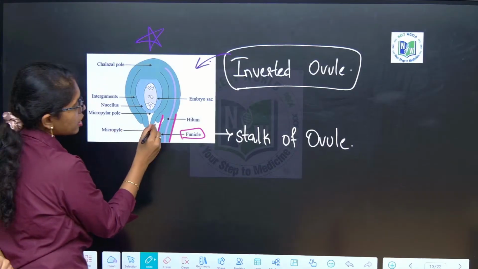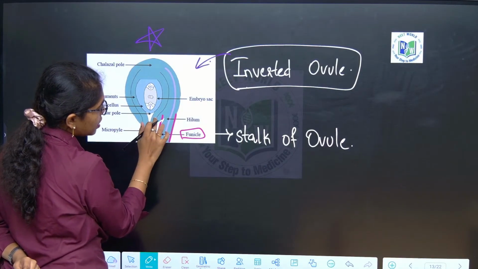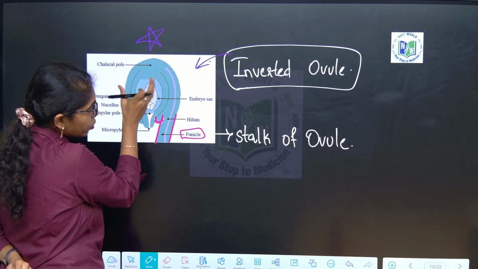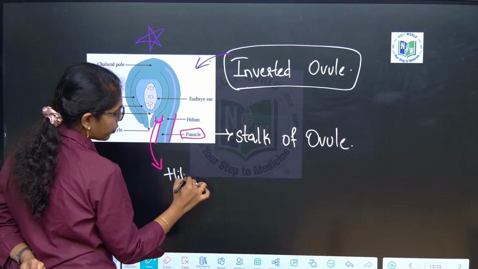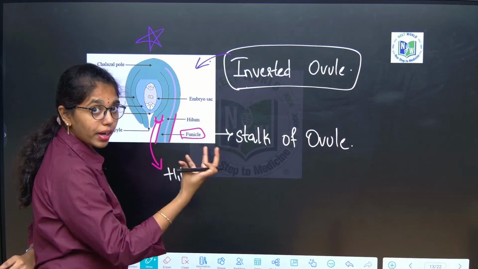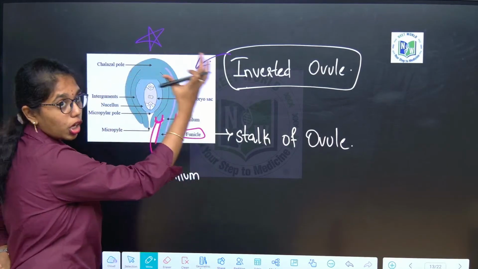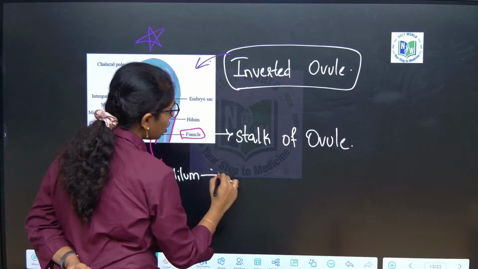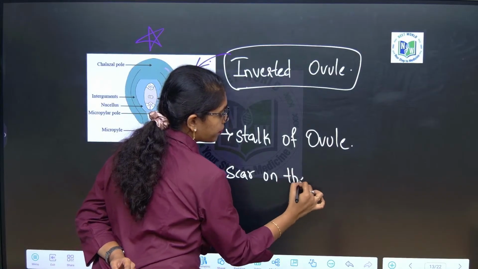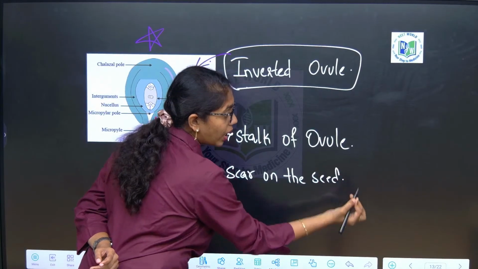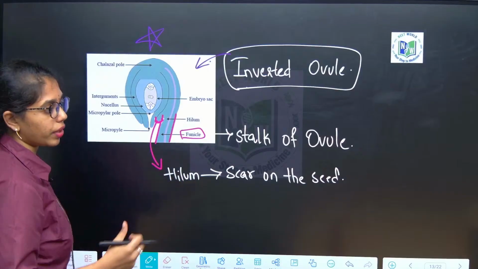There is a small structure which attaches the funicle to the ovule. This structure is called the hilum. Post fertilization, when the ovule matures into a seed, the hilum looks like a scar on the seed.